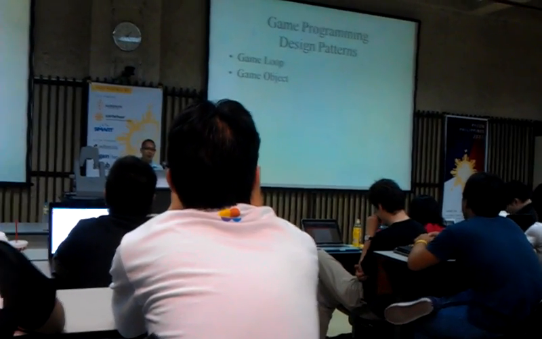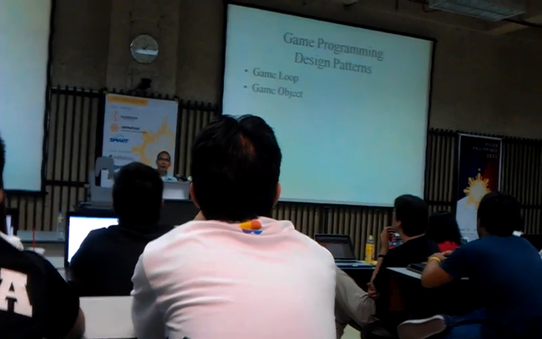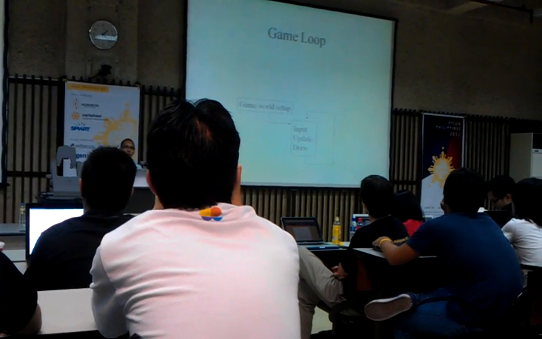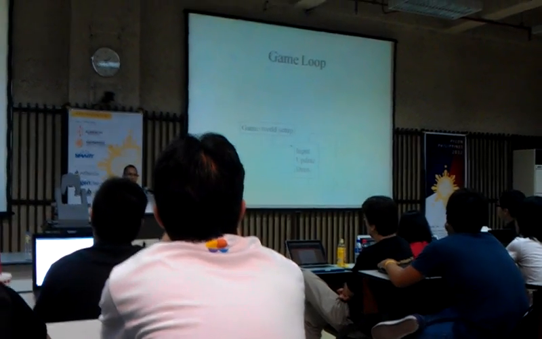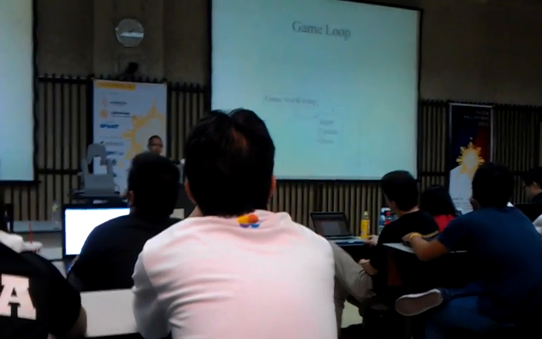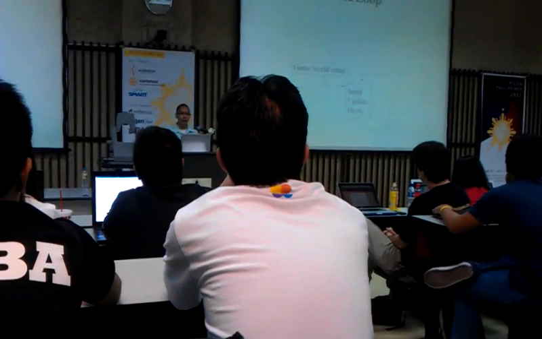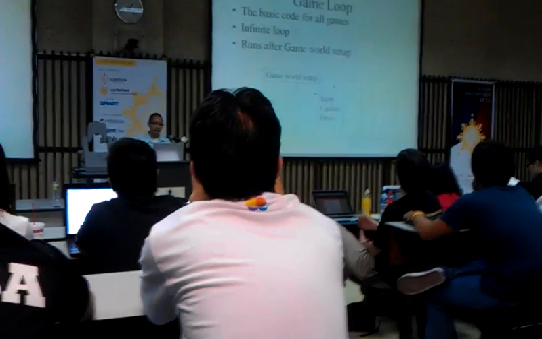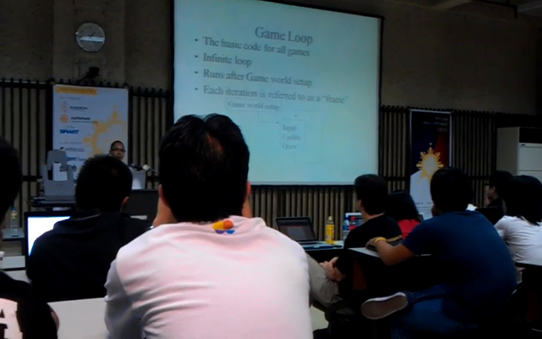Now let's go to game programming design patterns. We have a game loop and a game object. A game loop is simply an infinite loop. The world is set up, and then an infinite loop happens where the input is checked, all the objects are updated, and the objects are drawn. All games are like this. Each iteration is referred to as a frame.